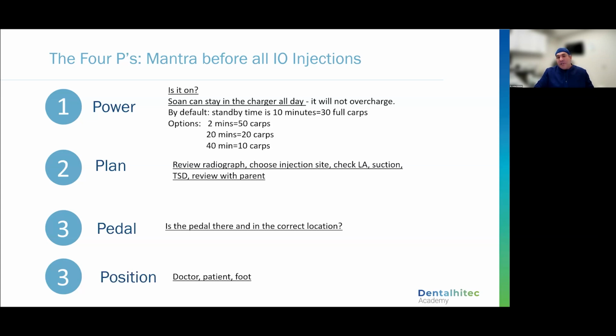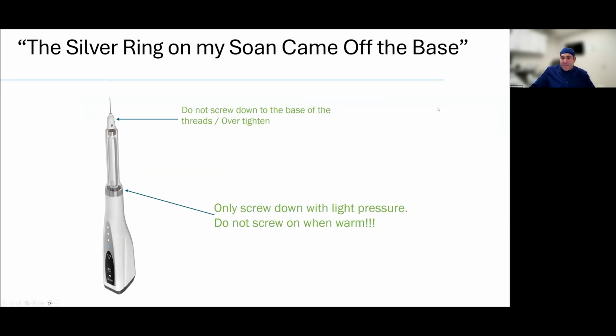I love Larie's term. She talks about the circle of safety, if you've heard her talk about that before. What she's talking about is making sure your patient is close enough to you and positioned well enough so you're stable, your patient's stable, your pedal's in the right position. If you do all four of these things, power, plan, pedal, and position, you're going to have a much better chance of having a pain-free and appropriate delivery of local anesthetic.